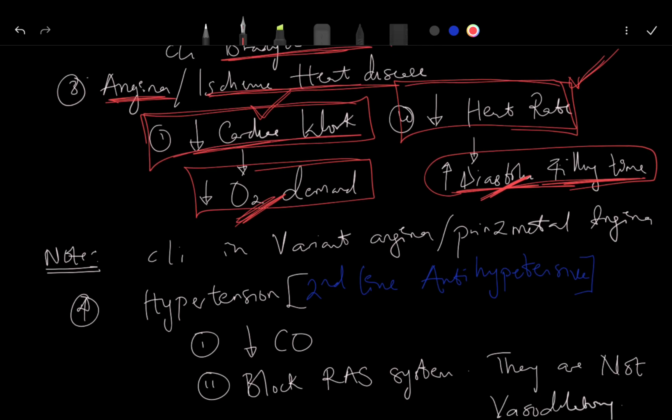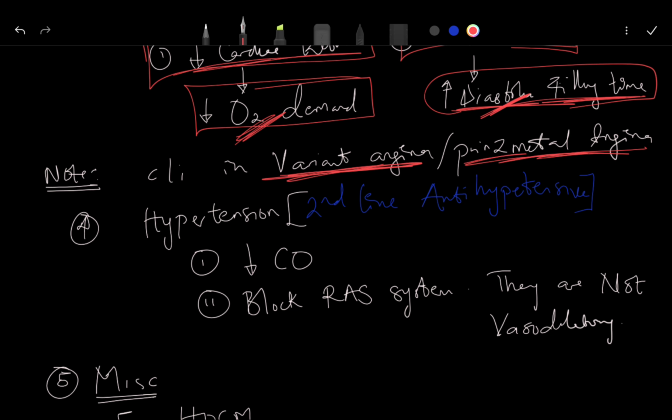Take note that beta blockers are contraindicated in variant angina. Variant angina is a form of angina that is characterized by the vasospastic nature of the blood vessels. The blood vessels are undergoing vasospasms. It is also called Prinzmetal angina. So they are contraindicated in this kind of angina.